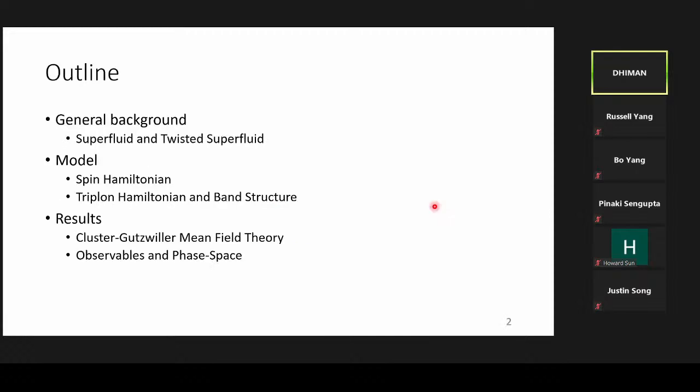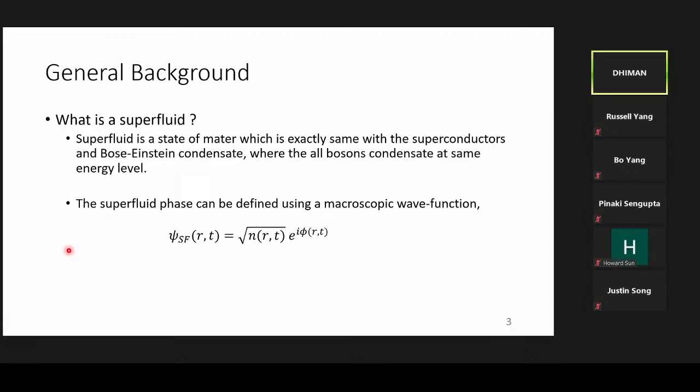So here is my outline. First, I'll give a general background to everyone who is not familiar with the superfluid or supersolid. Then I'll go into depth into the model, what the spin Hamiltonian is and how I come to the triplet Hamiltonian. And at the end, I'll show the results of that model. So first, the general background.